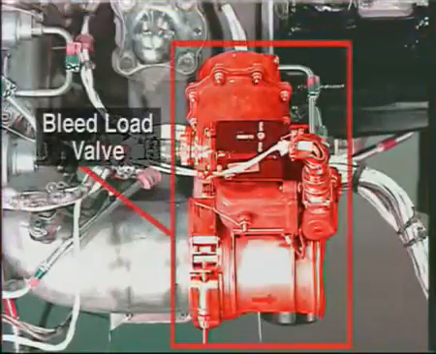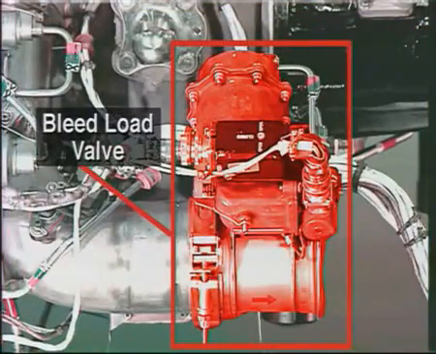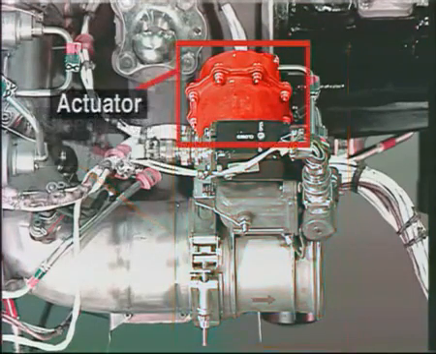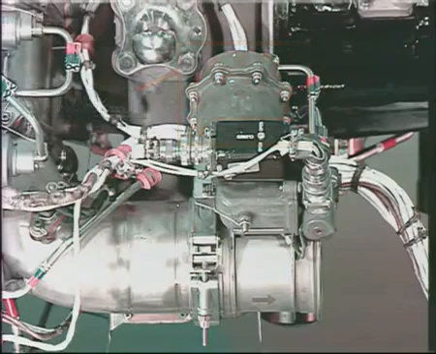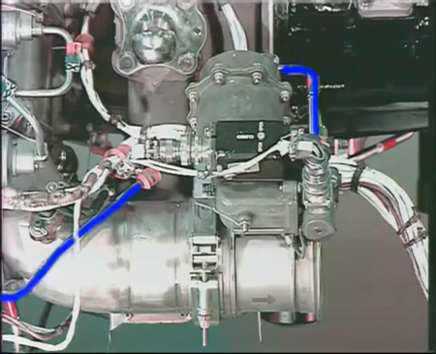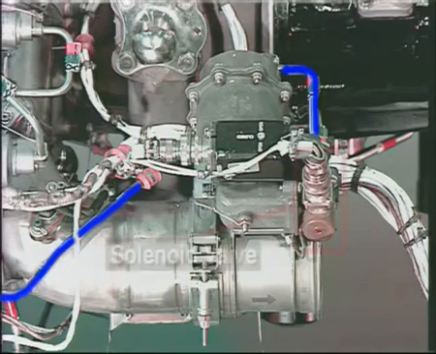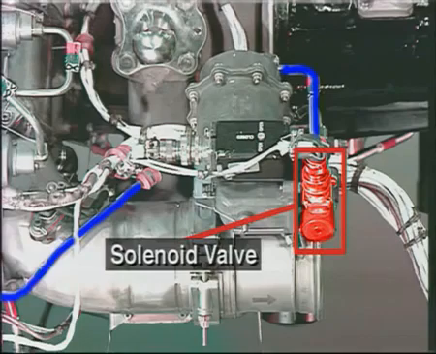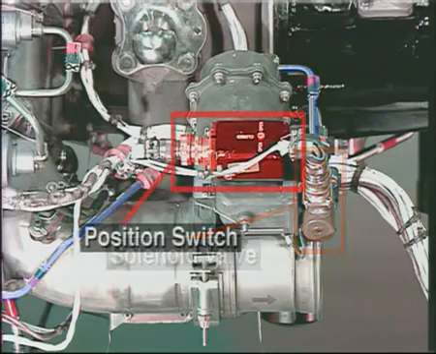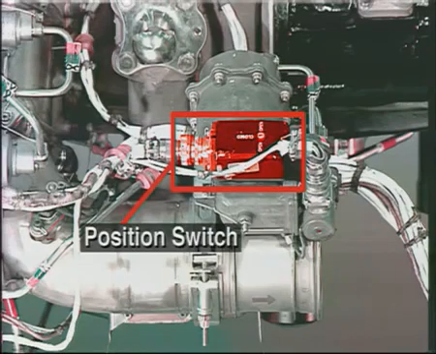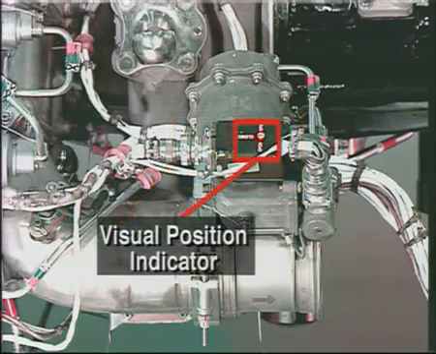The bleed load valve is installed on the front of the bleed air manifold. It is operated by an actuator that uses high pressure air from the power section compressor, which is routed through the surge control valve high pressure air manifold. The high pressure air is controlled by a solenoid valve. The bleed valve position is indicated by a position switch and a visual position indicator.